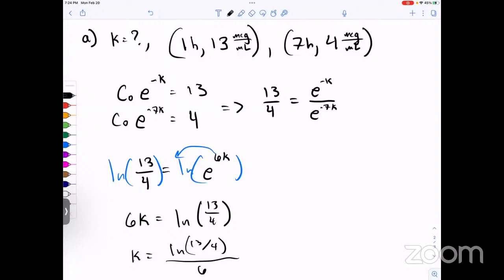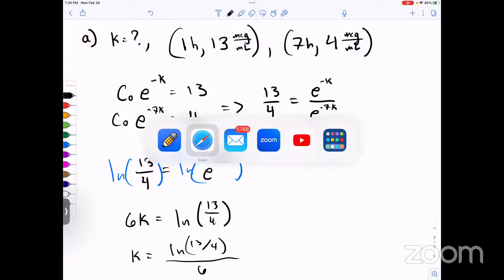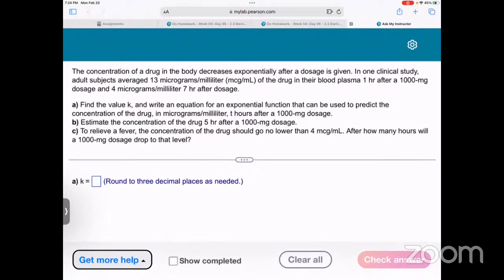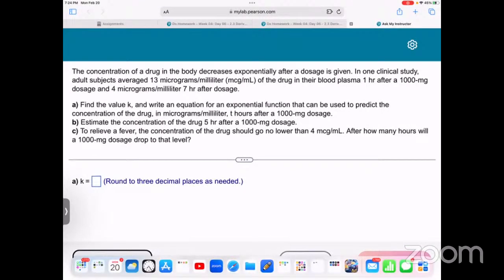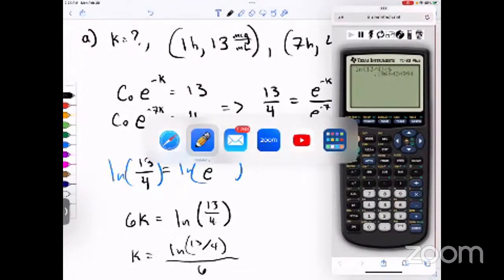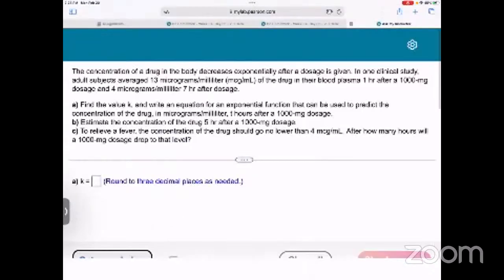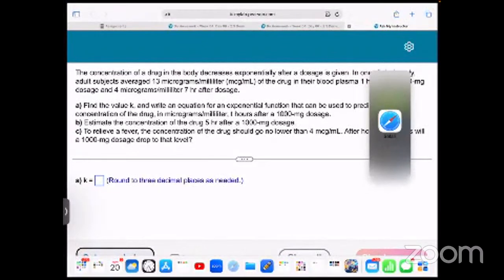Okay, so 13 over, okay. Let's see. Round to the nearest decimal. Ouch. Let's crunch that number. Okay, come on. So we're going to say the log of 13 over 4 divided by 6, okay? This should give us our K. We want to round it to 3 decimal places. 0.196.